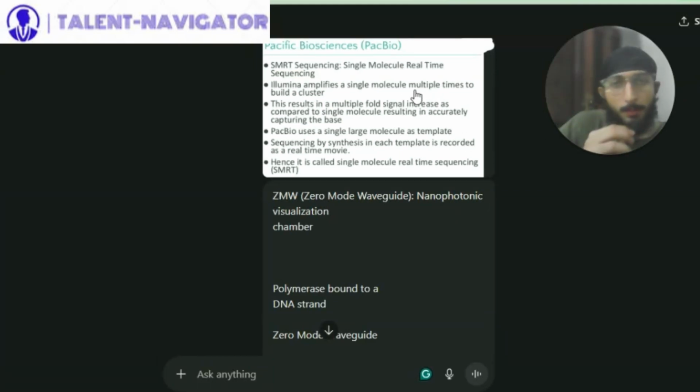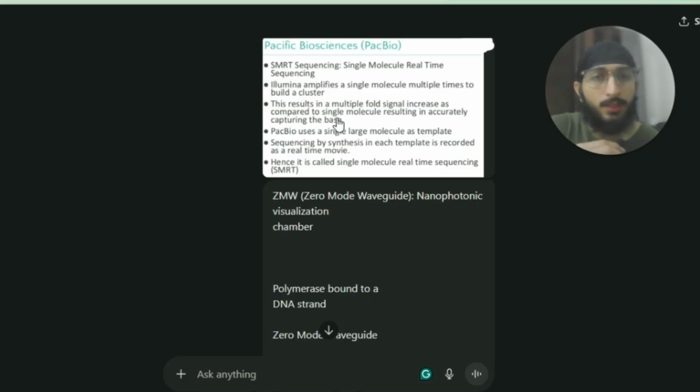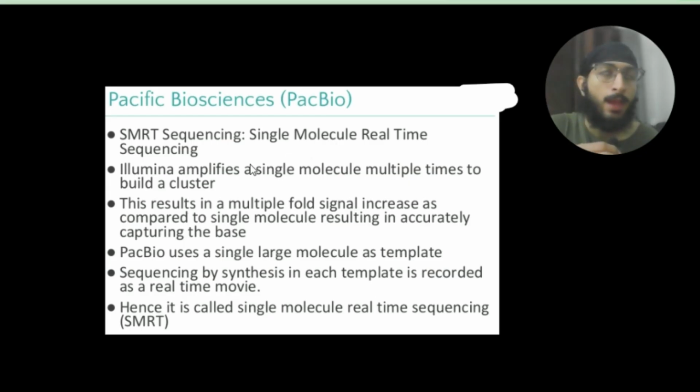Now we're going to be going over Pacific Biosciences, PacBio, which is another method, and it is called SMRT sequencing, which is single molecule real-time sequencing. We'll discuss in depth why all these points have been listed. We'll just be going over the main points here, and then I'm going to go to the in-depth explanation of each point.